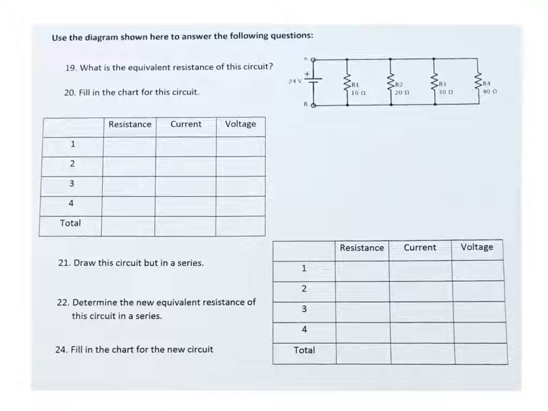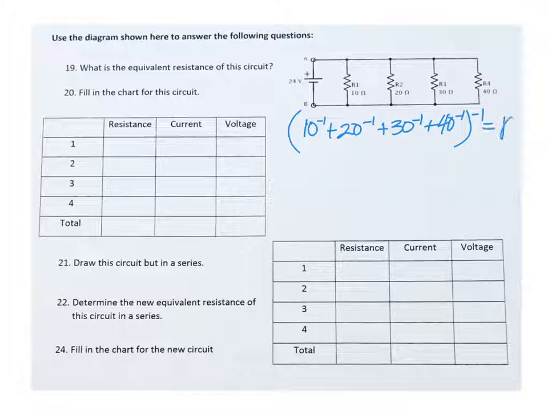So to find your equivalent resistance, you're using the inverse equation. So it would be 10 to the negative 1, or the inverse of 10, plus the inverse of 20, plus the inverse of 30, plus the inverse of 40, and then you're going to take the inverse of all of that added up, and that will give you your equivalent resistance for the parallel circuit. So when you type that in your calculator, you should get an answer of around 4.8. Right? So your equivalent resistance for the circuit is 4.8 ohms.